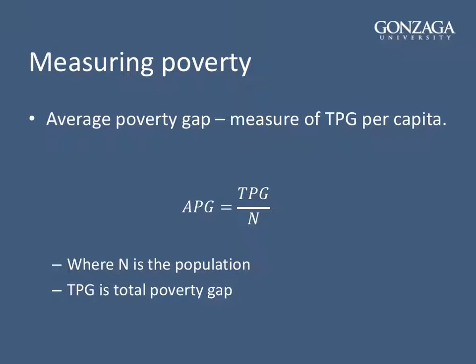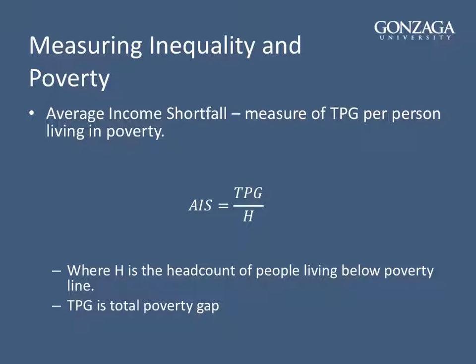So what you can then do is take the average poverty gap. Pretty simple: take that total poverty gap and divide it by the total population. Pretty basic there. And then average income shortfall. Now the total poverty gap is the entire population. The average income shortfall is just the head count of those in poverty. So on average, if you're poor, how much are you below the poverty line?